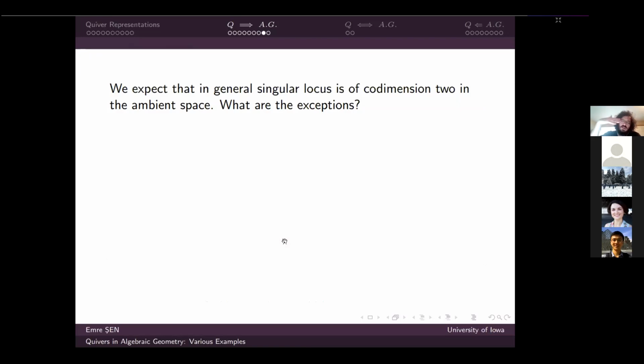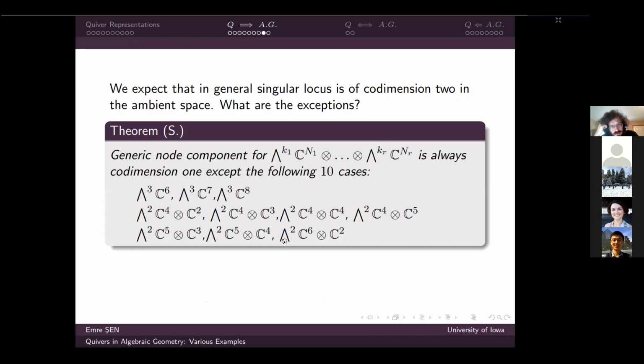And in general, again, I'm repeating myself, we have the ambient space, we have the hypersurface, and we have, in general, the codimension 2 singularities in the ambient space. But there are exceptions. So this is the list for the generic node component, whatever that means. I just need to, I guess, speed up a little bit. Except these 10 cases, it is always codimension 1. But what are those 10 cases, and how is this related to the quiver?